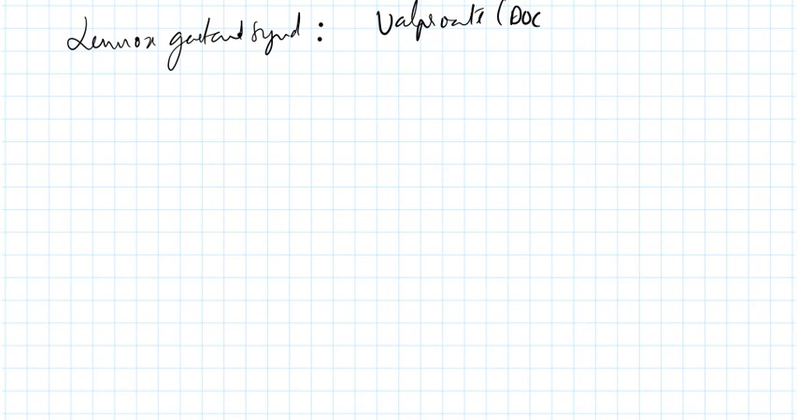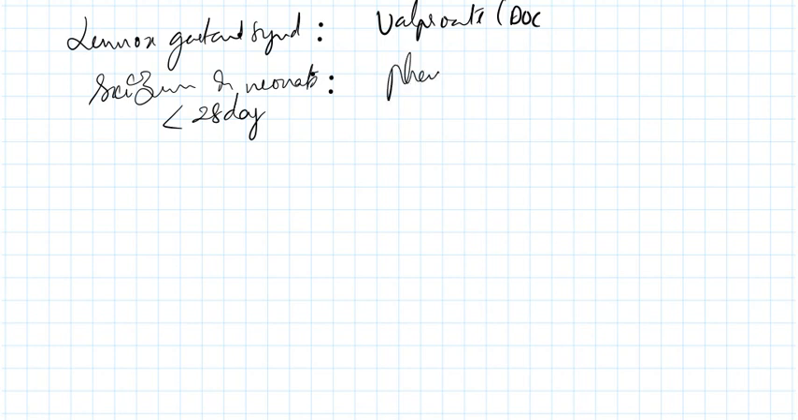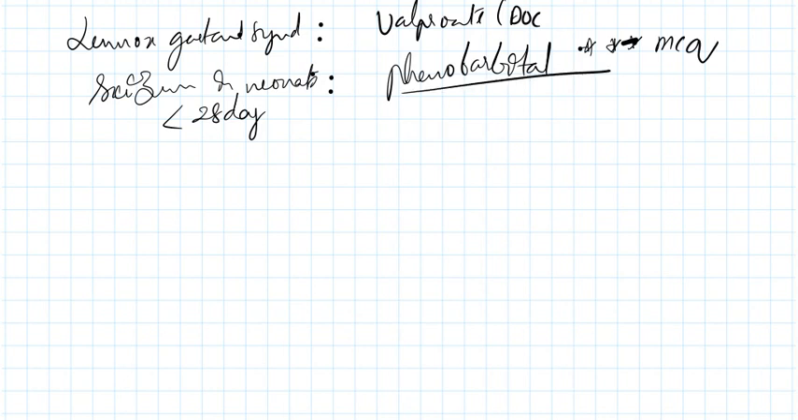Now, if you see neonatal seizures, or seizures in neonates, it means age less than 28 days. If the age is less than 7 days, it's early neonate. From 7 days to 28 days, it's late neonatal period. Now, if it's neonatal seizures, you go for phenobarbital. Very, very important MCQ for NEET PG. Phenobarbital is the drug of choice in neonatal seizures.